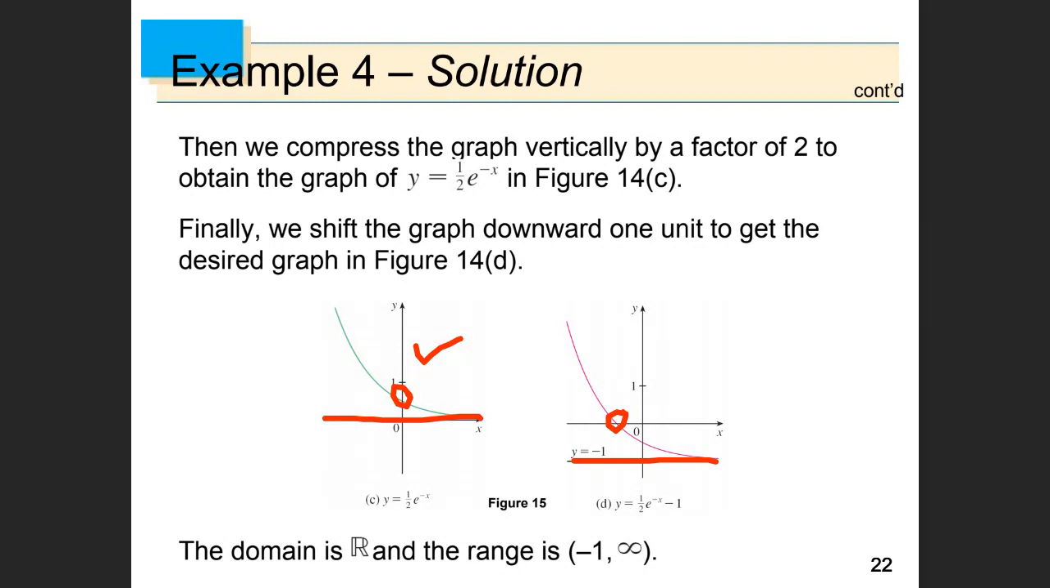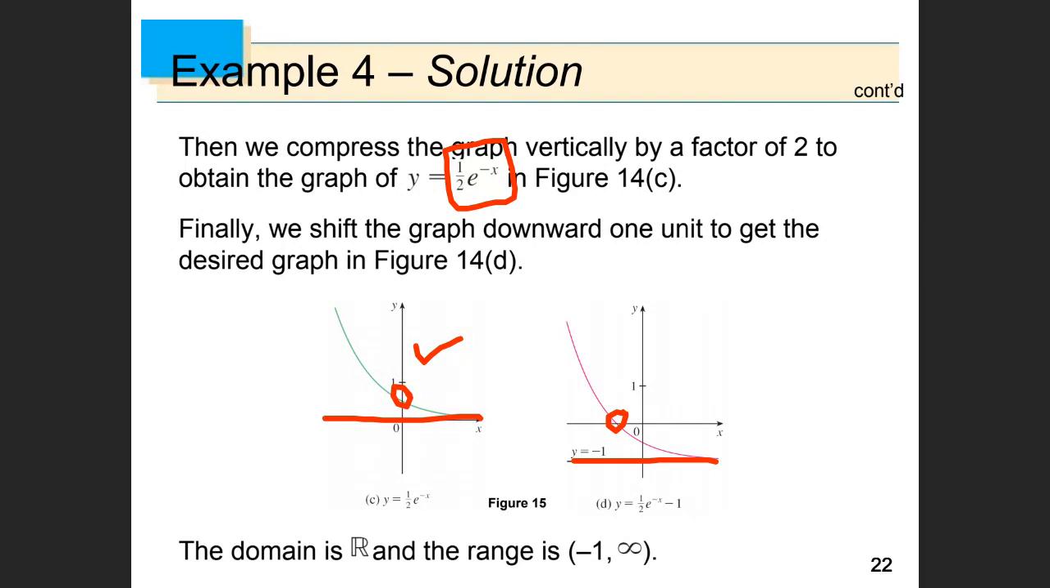Why is this 0.5? Come to this function here. What happens when x equals 0? You have half times e to the power 0, which is just half times 1, which is half. Therefore, the point where it intercepts the y-axis is going to be 0.5, to prove that you've done the shrinking.